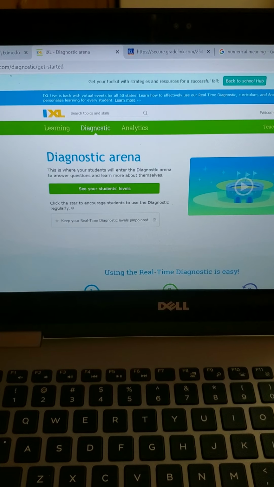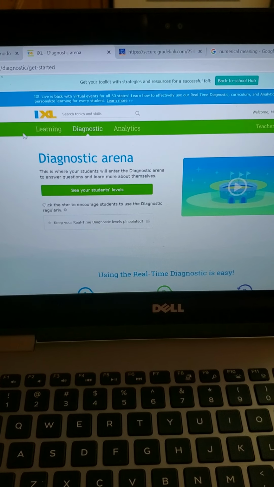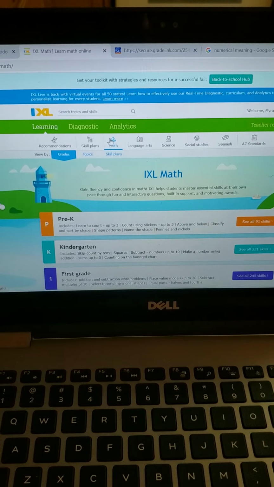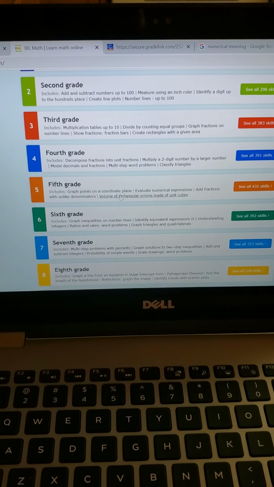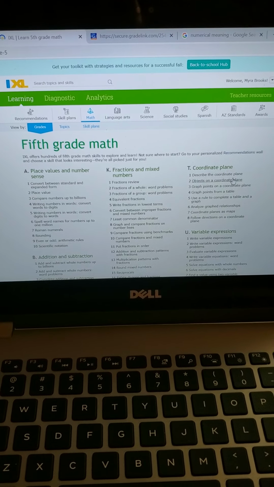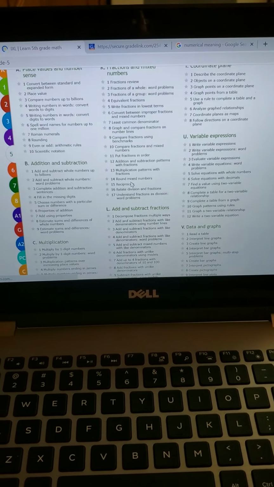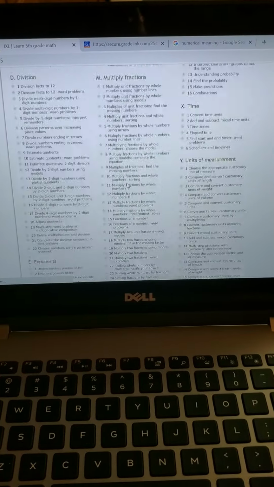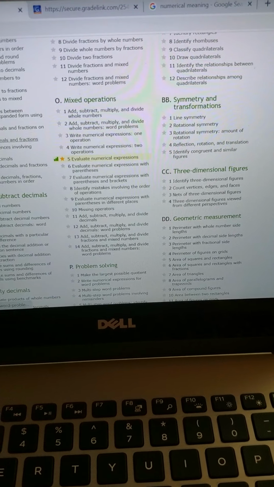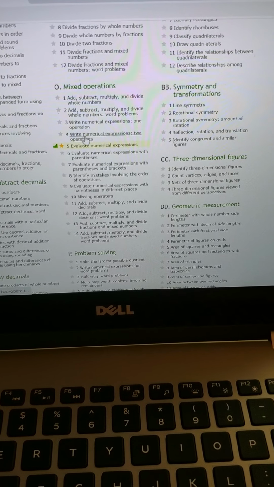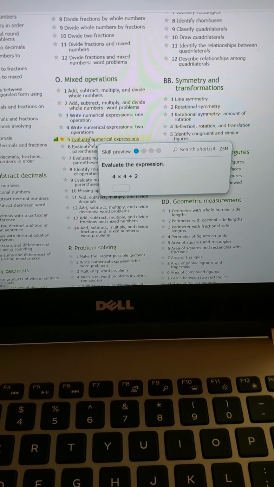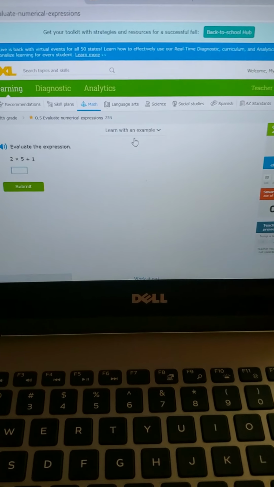All right, when you are in IXL, you need to make sure you are in learning up on the green bar. Make sure you're in math. Scroll all the way down to 5th grade, see all skills. You'll get to this page, and you're going to scroll down until you get to the letter O. And here it is. Letter O, mixed operations. Go down to number 5, evaluate numerical expressions. And that's where you're going to work on your problems.